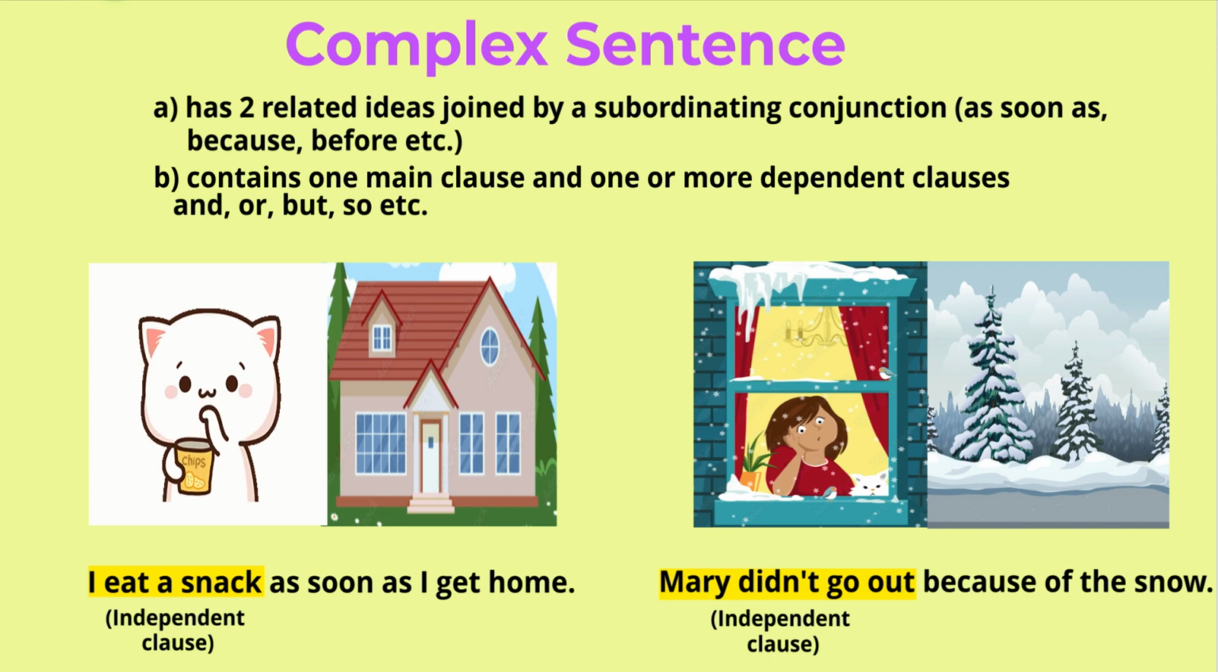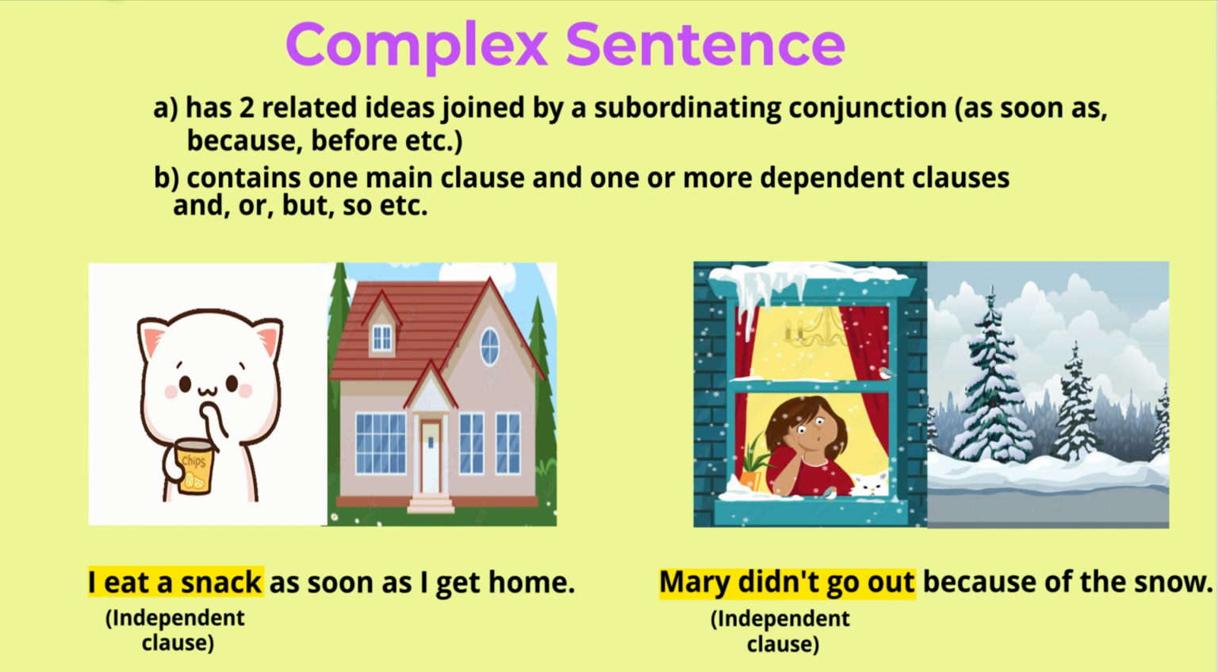In the first visual, you see a cat eating its snack. In the second visual image, you see a house, right? I eat a snack as soon as I get home. I eat a snack is the independent clause because it has a subject and a predicate and it gives a complete thought.